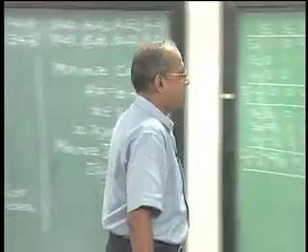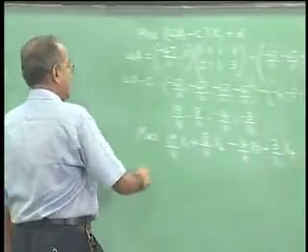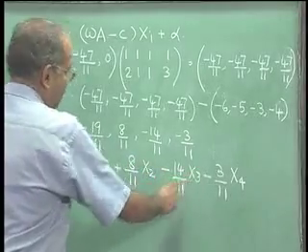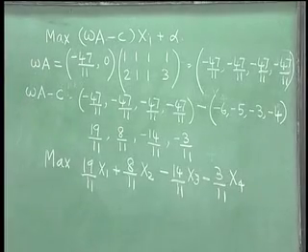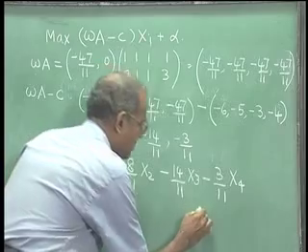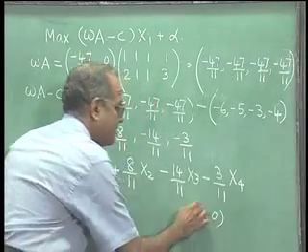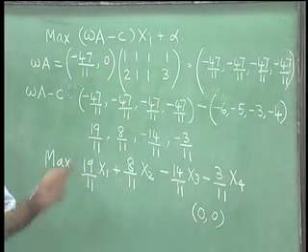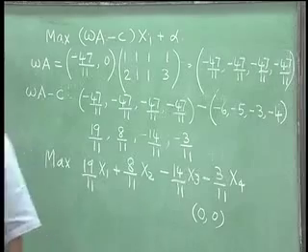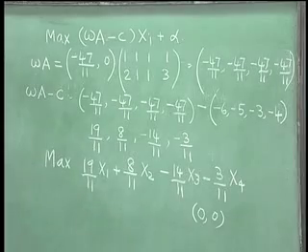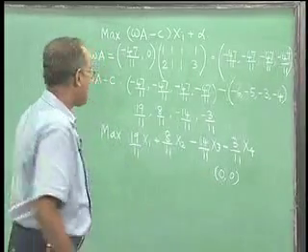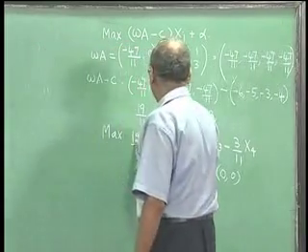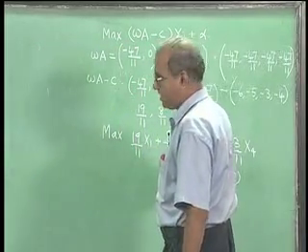So, when we look at 19 by 11 x 1 plus 8 by 11 x 2 and minus 14 by 11 x 3 and minus 3 by 11 x 4, it is fairly obvious that 0 0 is an optimum solution to this. You are maximizing minus 14 by 11 x 3 minus 3 by 11 x 4, which is minimizing that. Therefore, 0 0 is optimal here. As far as this is concerned, we look at 19 x 1 plus 8 x 2 to begin with.